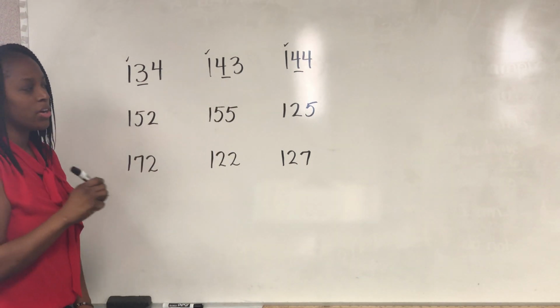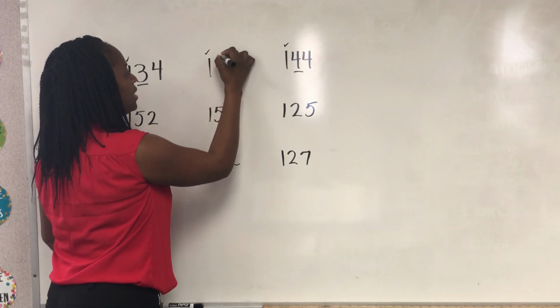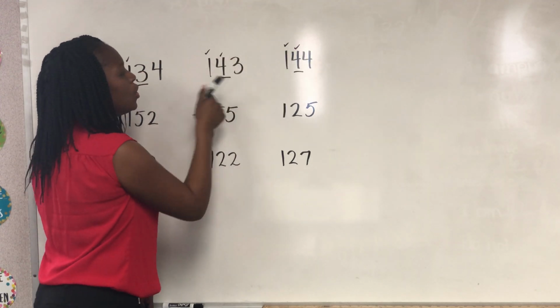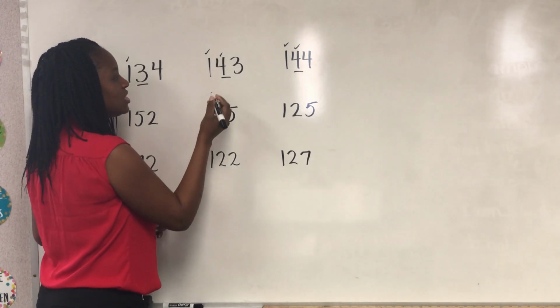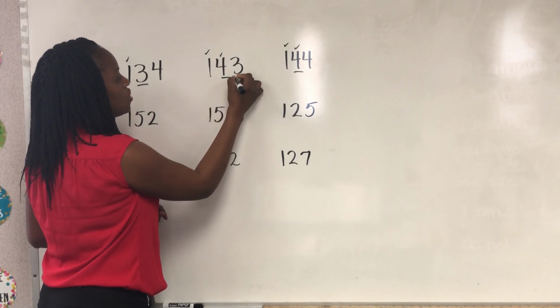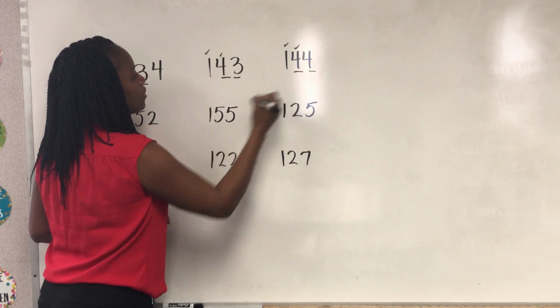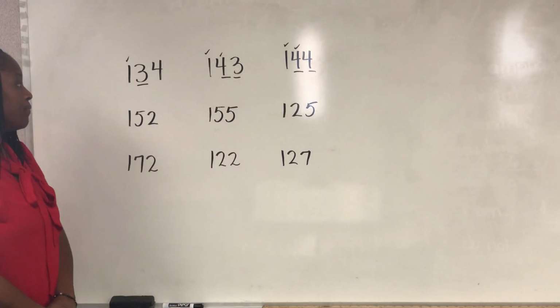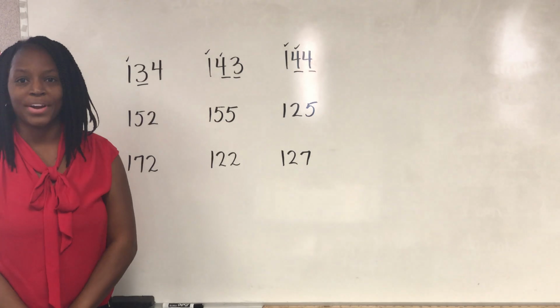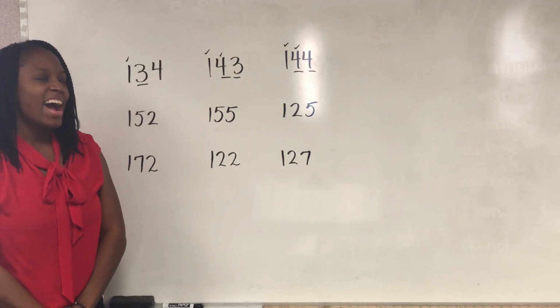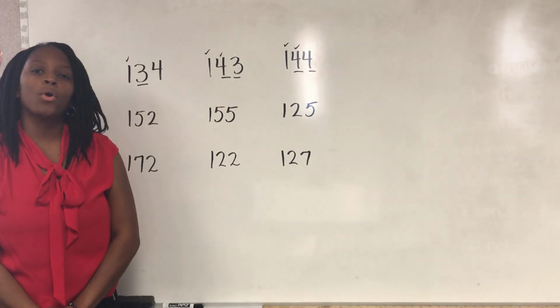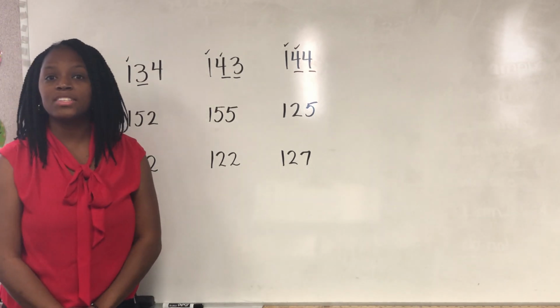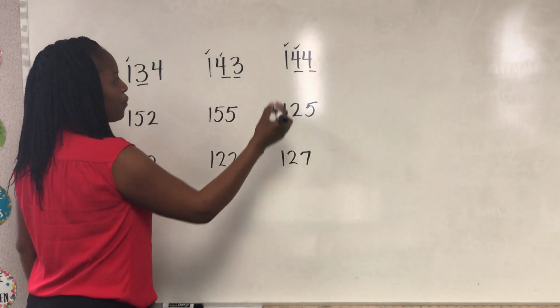4 is greater. Since we have a 4 here and a 4 here, we need to take a look at our last digit, which is the 3 in the ones place. So here's a 3 and here's a 4. Which one is greater, 3 or 4? All right, boys and girls, 4 is greater than 3. So therefore, 144 is greater than 143.